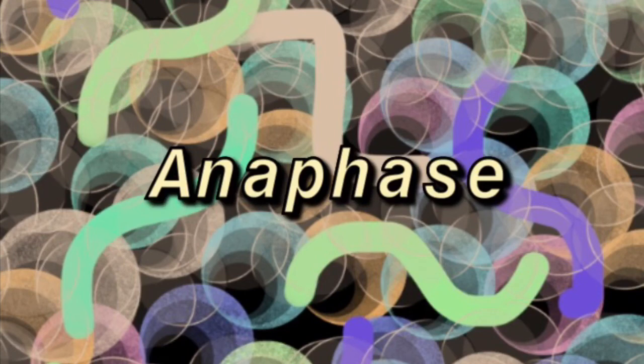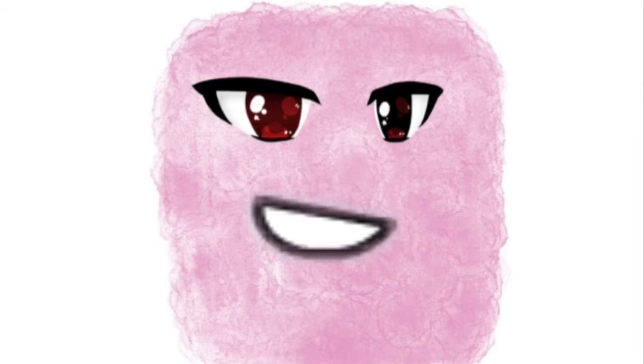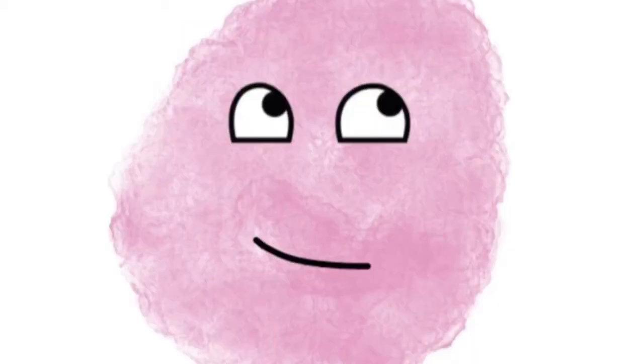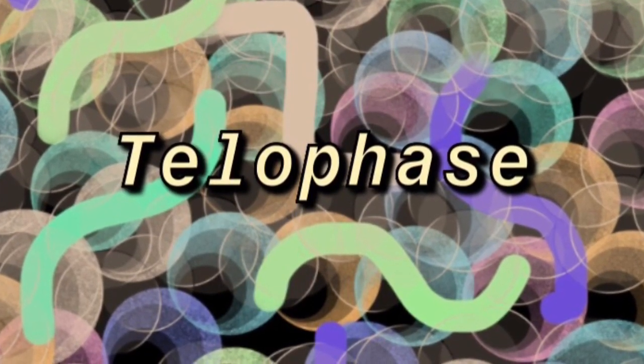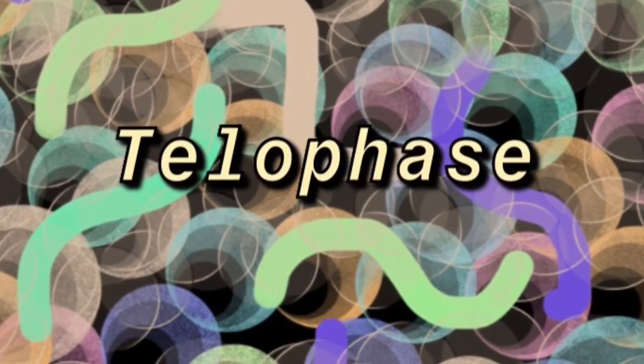Hello, I'm Jimmy. Welcome to anaphase, the fourth stage of the cell cycle. During anaphase, the sister chromatids are pulled apart and move toward opposite poles of the cell. That was interesting. Well, basically what he said was during anaphase, the sister chromatids are pulled apart and move toward opposite poles of the cell. Let's move on to telophase. We're here! Telophase is the 5th and final stage of the cell cycle.